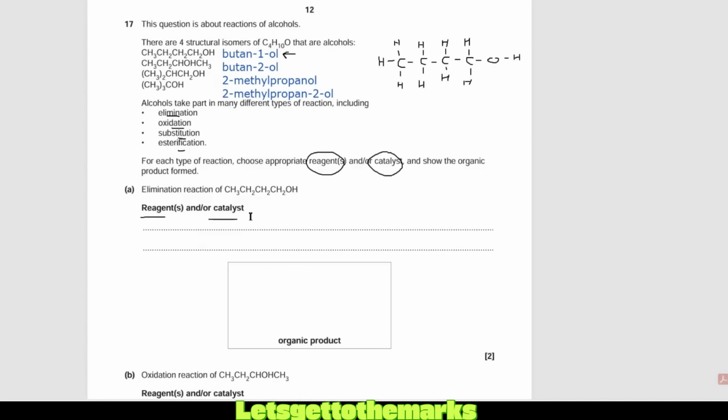Okay, so I've drawn the displayed formula of butan-1-ol out here. Now, what we actually require, the reagent, or catalyst, it's kind of both, is sulfuric acid. You could do phosphoric acid. You can even use aluminium oxide.